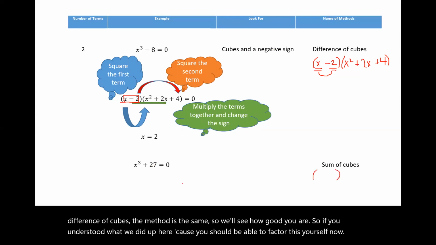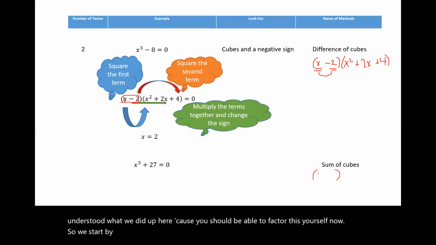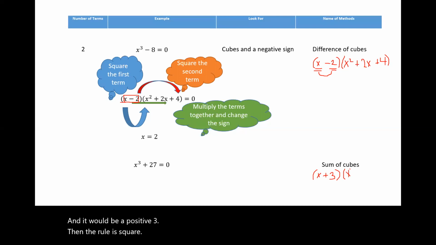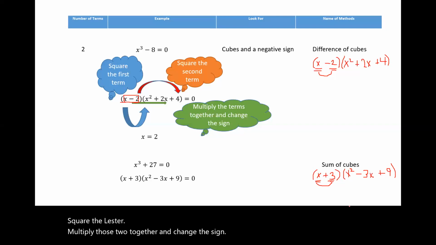So we start by taking the cube root. Cube root of x cubed is x. Cube root of 27 is 3. And it would be a positive 3. Then the rule is square the first term. And by term, I'm meaning the first term in that bracket. Square the last term. Multiply those two together and change the sign. There it is. I hope you got that on your own.